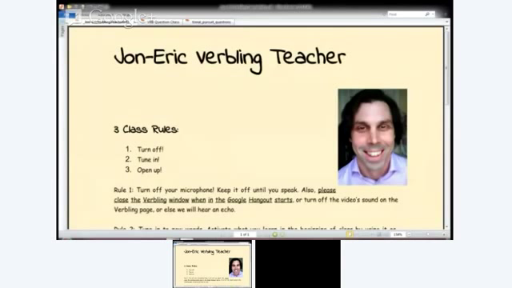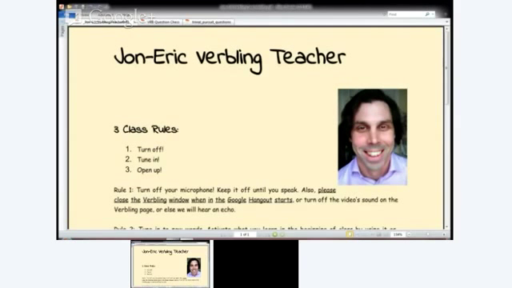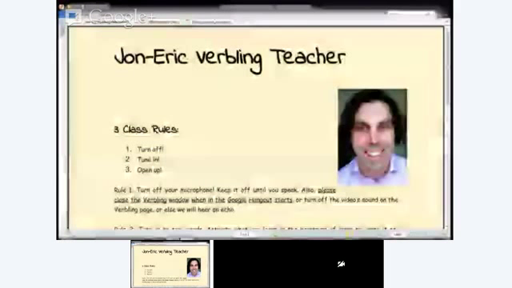Three quick, easy rules for you to follow in the class. Number 1, turn off. Number 2, tune in. Number 3, open up. What do these rules mean? Turn off means turn off your microphone, and please keep it off until you speak. When you are done speaking, turn it off again. The reason for that is because we get a lot of noise in the classroom, and even though you can't hear it, actually everyone else can.